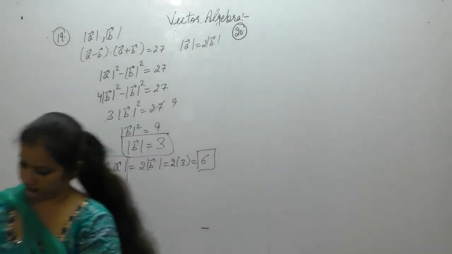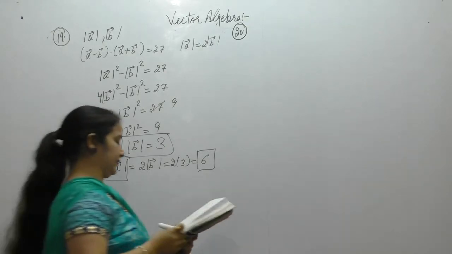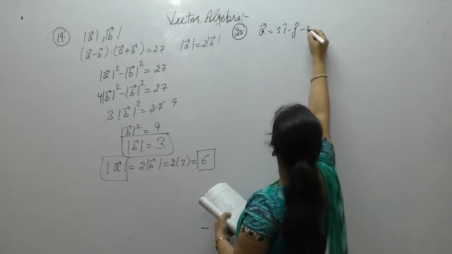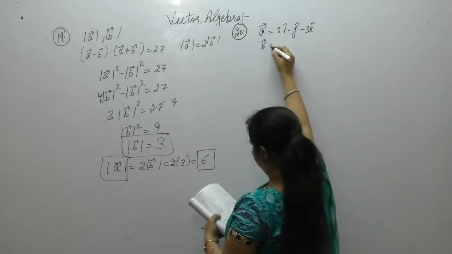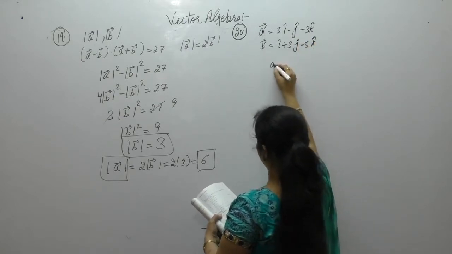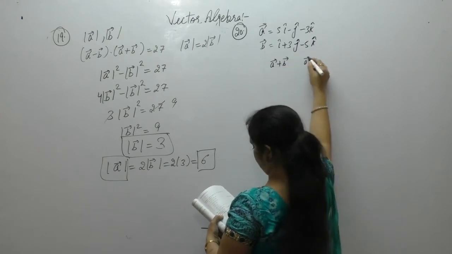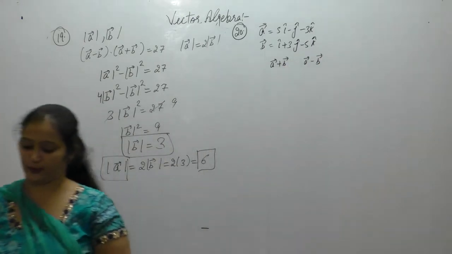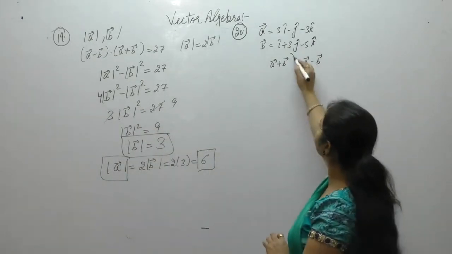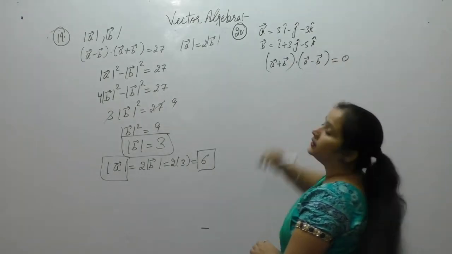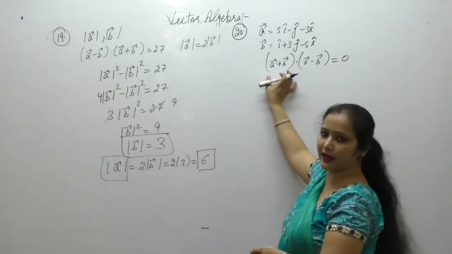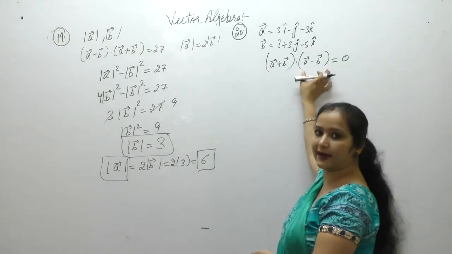Now next one: if A vector is equal to 5i minus j minus 3k, B vector is equal to i plus 3j minus 5k, show that vectors A plus B and A minus B are perpendicular. We have to show that these two vectors are perpendicular. We know that two vectors are perpendicular if their dot product is 0. So first we have to find the value of A plus B vector and A minus B vector.